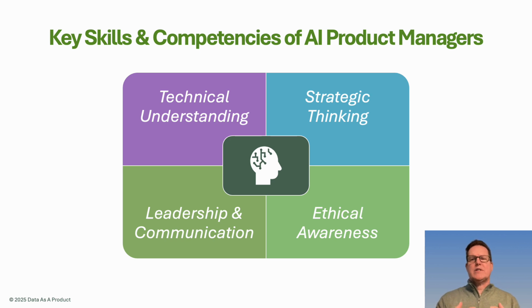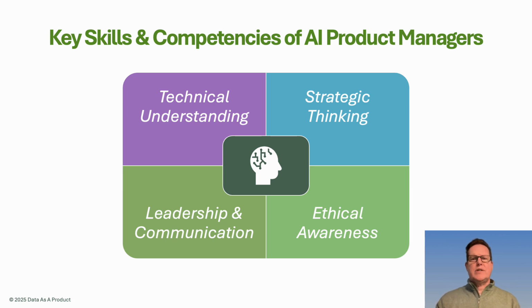For example, knowing the basics of model retraining or data drift will ensure you can ask the right questions and guide the team appropriately. Second, strategic thinking. AI product management is about aligning AI capabilities with business goals. You'll need to identify the right problems to solve and prioritize solutions that deliver measurable outcomes. For instance, if your goal is to reduce customer churn, you might prioritize predictive models that identify at-risk users and recommend retention strategies.